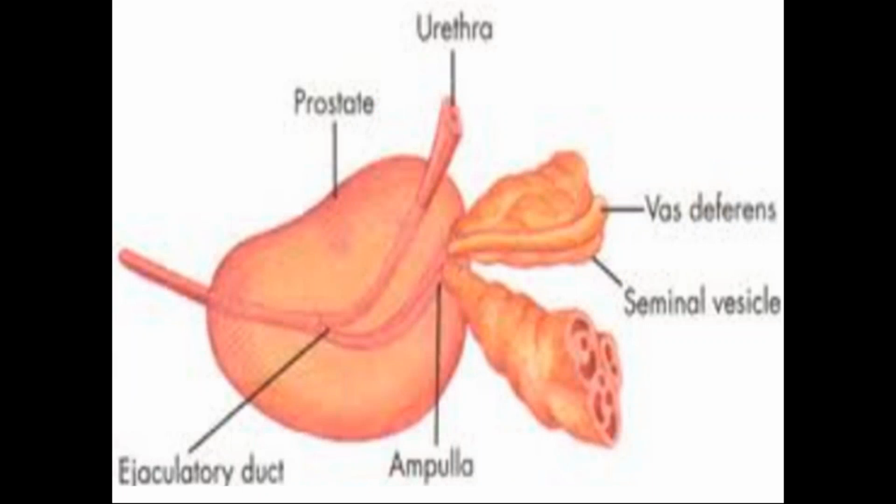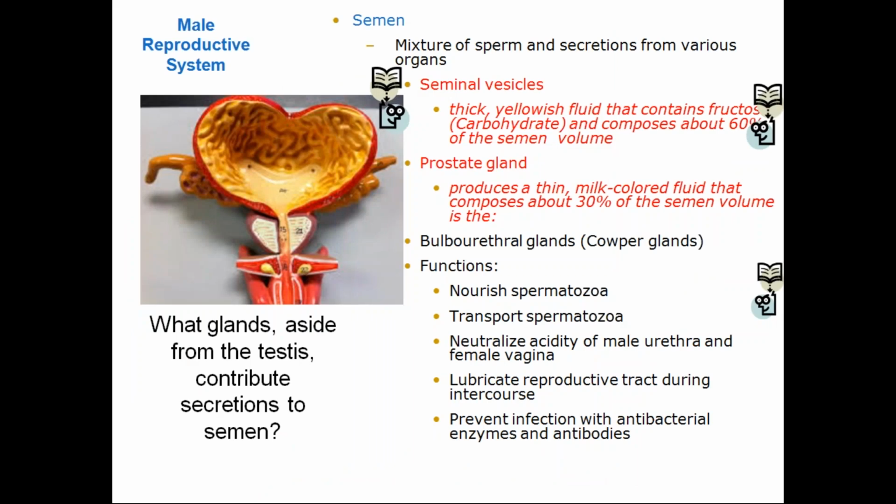Okay, so here we have again a close-up. Seminal vesicles, 60%, and fructose, keywords. Prostate, 30% of the semen. Alkaline, keywords.